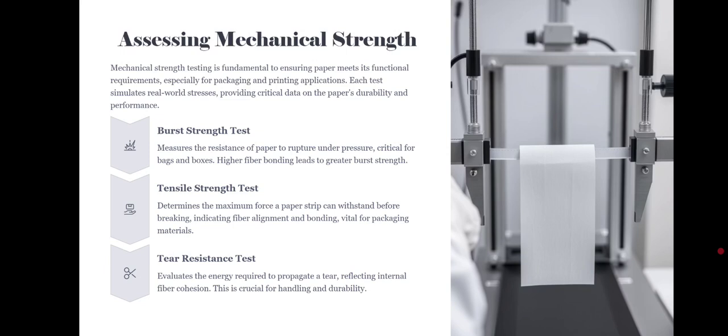Mechanical strength is one of the most important qualities of paper. Paper must endure stresses during use. Strength testing simulates these conditions to ensure performance. Three primary tests are burst strength, which measures resistance to rupture; tensile strength, which determines pulling resistance; and tear resistance, which measures the energy to continue a tear. These tests guide product design and ensure durability.